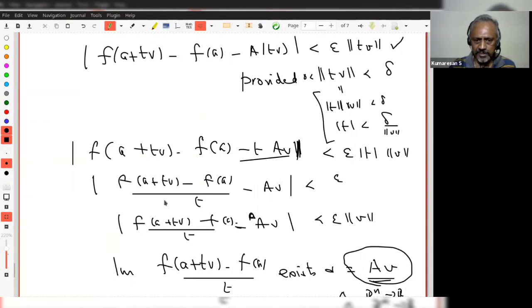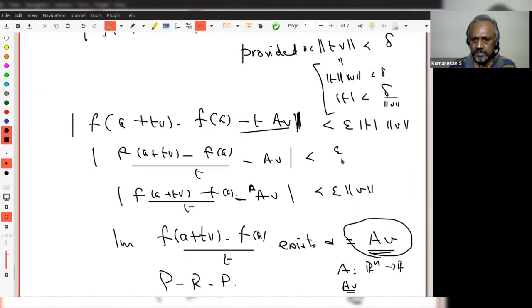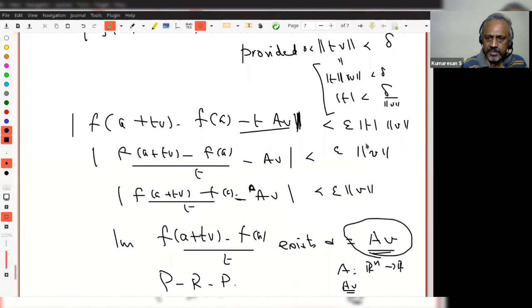If I divide everything by t, this becomes f of a plus tv minus f of a by t, minus t by t, that cancel, therefore Av. This is less than epsilon times, here I forgot, the norm of v, the length of v. Because there is a mod t, this mod t I have to divide here also, they cancel. Therefore I am getting it. Okay, this is a fixed constant. v is fixed, therefore this is some multiple of epsilon. So no problem. So this shows, whenever mod t is less than this number, this difference quotient minus Av is arbitrarily small. That means this limit exists and it has to be A of v.